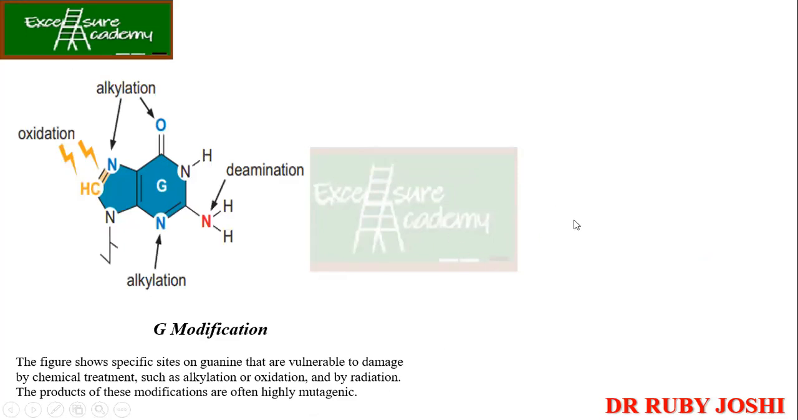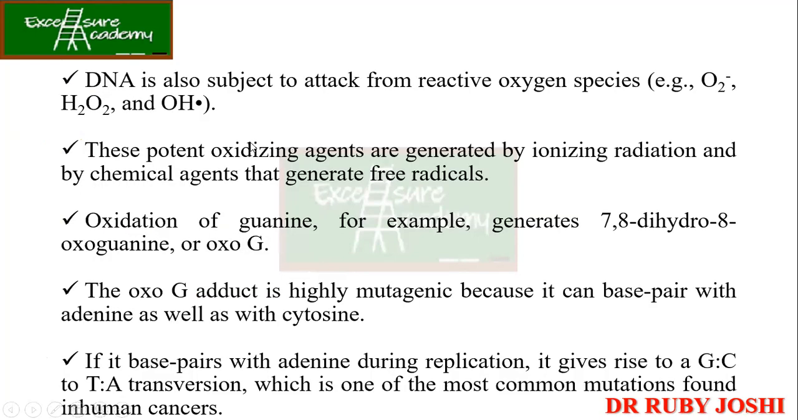They have shown कि guanine में कितने sites हैं. These are the specific sites at which mutation can take place. So you have the 6th position O. यहाँ पे आपका alkylation हो सकता है, oxidation हो सकता है, then deamination हो सकता है. ठीक है. Now, DNA is also subject to attack from reactive oxygen species. These potent oxidizing agents are generated by ionizing radiation and by chemicals that generate free radicals. So free radicals are again harmful for the DNA.